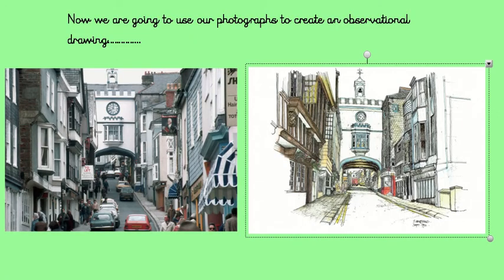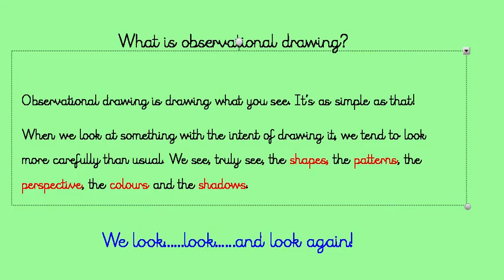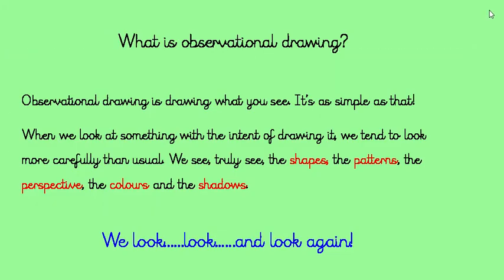So our job now is we're going to use our photograph to create an observational drawing. So this is a photograph of Totnes Town and this is an observational drawing of Totnes Town, and that is our challenge today. So first of all we need to think about what is an observational drawing. So an observational drawing is drawing what you see. It's as simple as that.